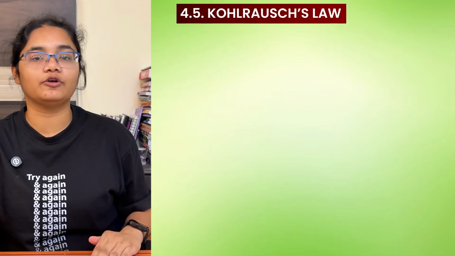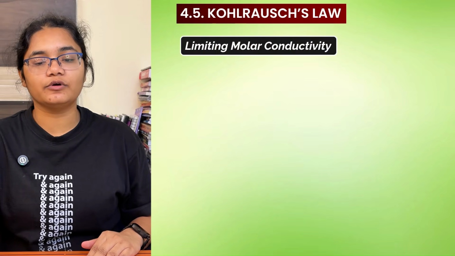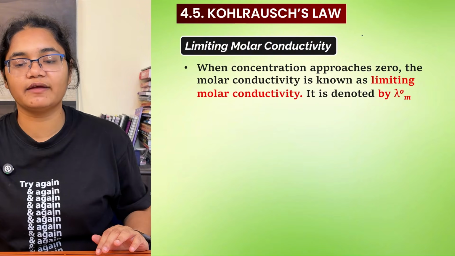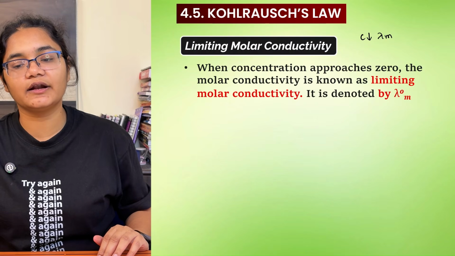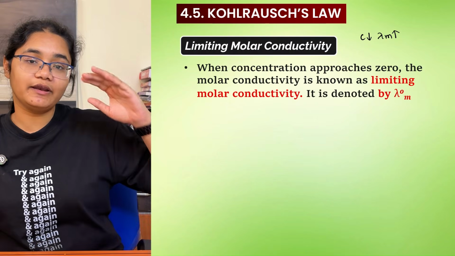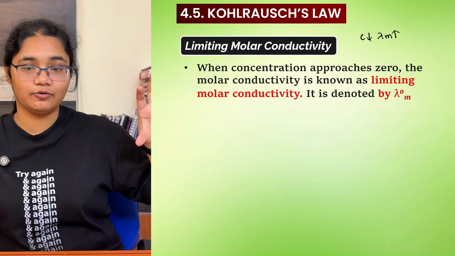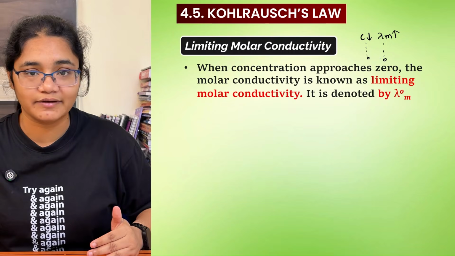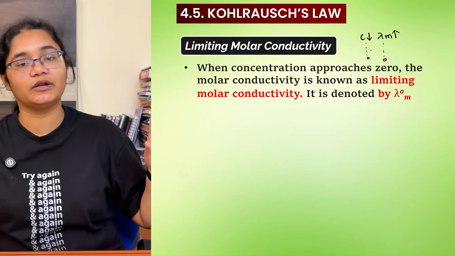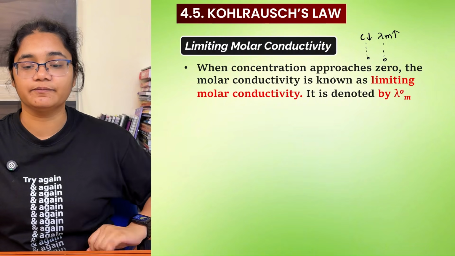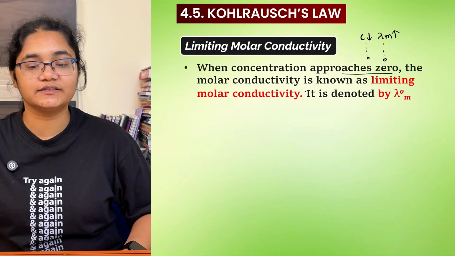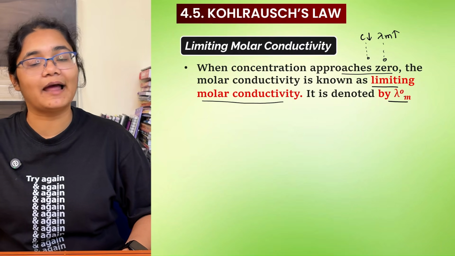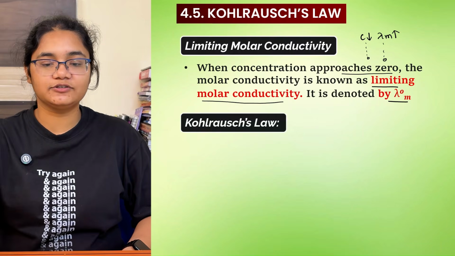Now we will talk about one law called Kohlrausch law. So what is Kohlrausch law? Before that, let us understand limiting molar conductivity. We just saw that when the concentration decreases, molar conductivity increases. But when you decrease the concentration to the maximum, you reach the maximum value of molar conductivity. After that, there is no change in the molar conductivity even if you decrease the concentration. So when concentration almost approaches zero, the molar conductivity is known as the limiting molar conductivity and it is denoted by lambda naught m.